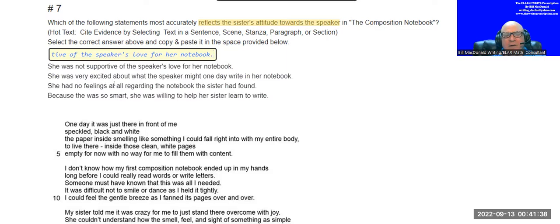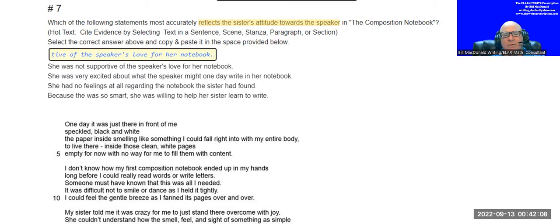She was very excited about what the speaker might one day write in her book. Not one iota of evidence was said about her sister being excited about anything that the speaker was going to do. So we eliminate that. She had no feelings at all regarding the notebook. No, she expressed negative feelings about the notebook. So that's another one that we would eliminate.